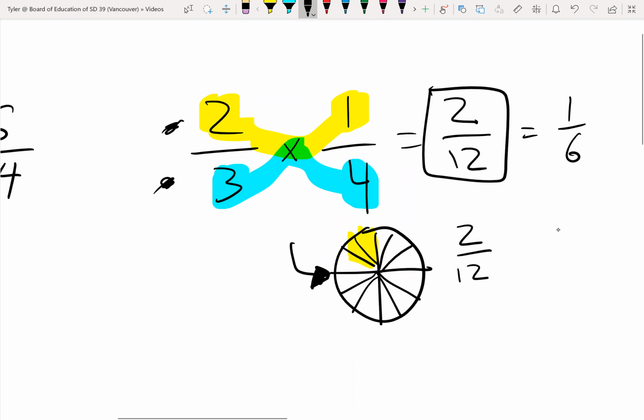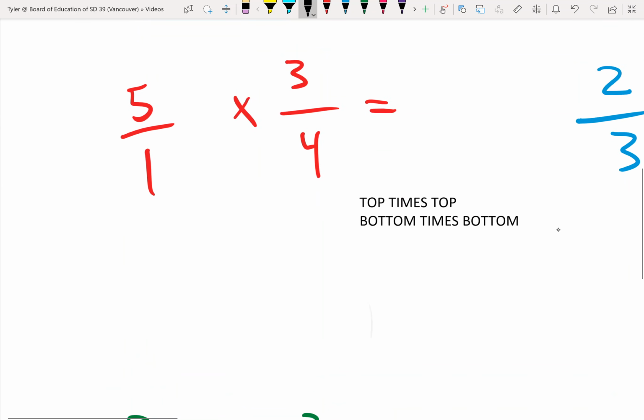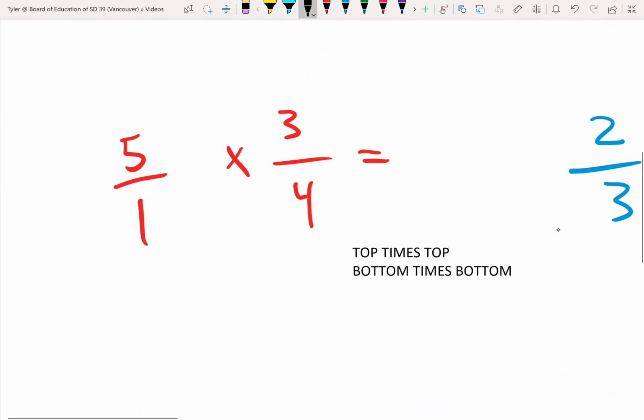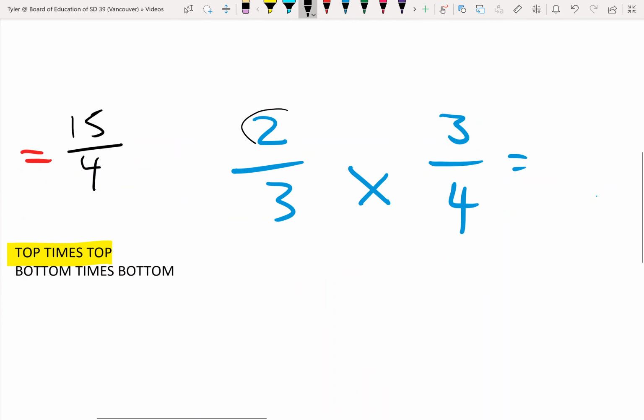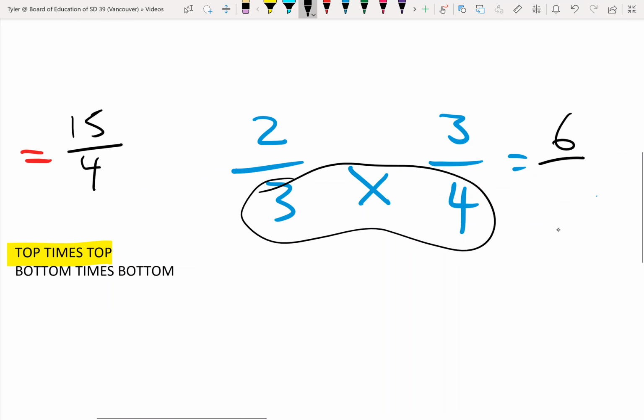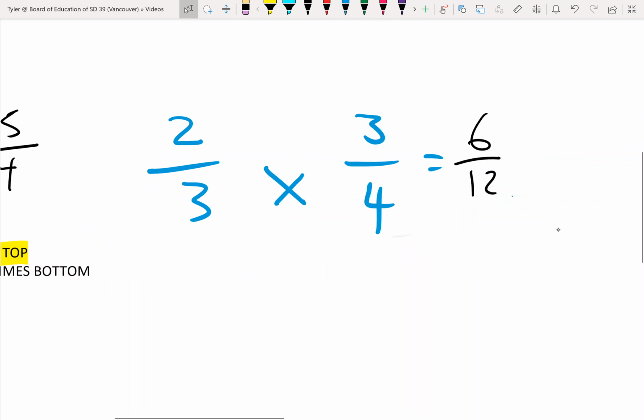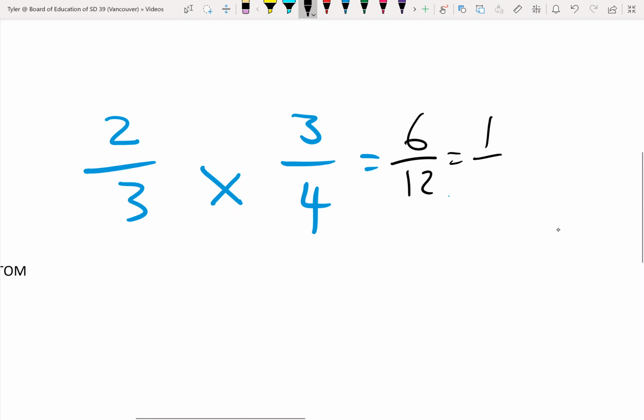Let's do a couple more examples using the basic rule. Okay. 5 times 3 over 1 times 4. Top times top. That's what our rule is. That becomes 15. Bottom times bottom. 1 times 4 gives me 4. And that's our final answer. If we do this one, top times top. 2 times 3 is 6. Bottom times bottom. 3 times 4 gives me 12. And again, we got to reduce that. Divide by 6 gives me 1 out of 2.